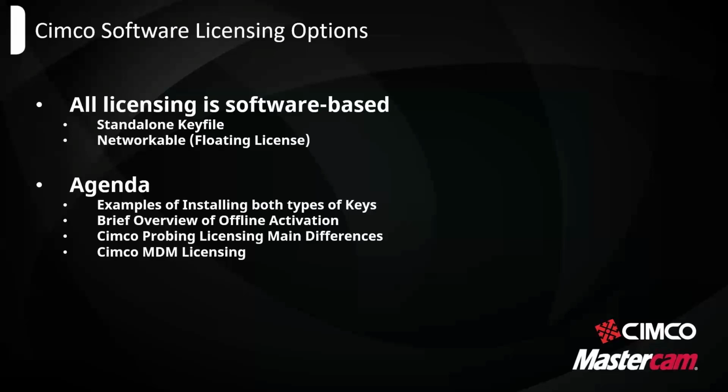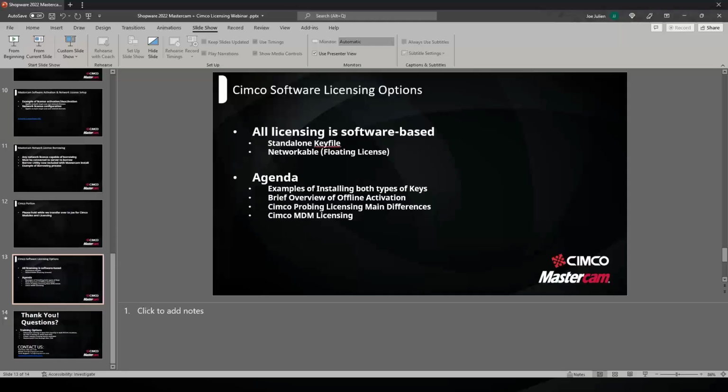So just jumping right in, we are going to be covering today just types of licenses that we're going to be looking at. One's going to be the standalone licensing, and one's going to be our software licensing. So as the slide's shown here, we are going to as well cover the Cimco probing licensing differences, the MDM licensing, as well as a quick overview of the offline activations. So I'll just jump right in here.